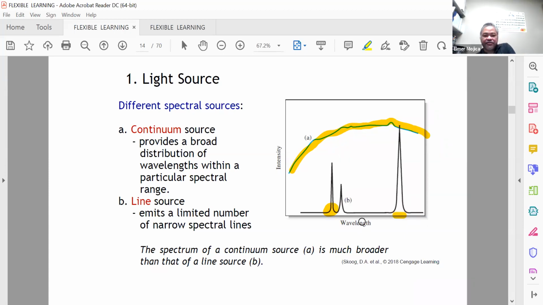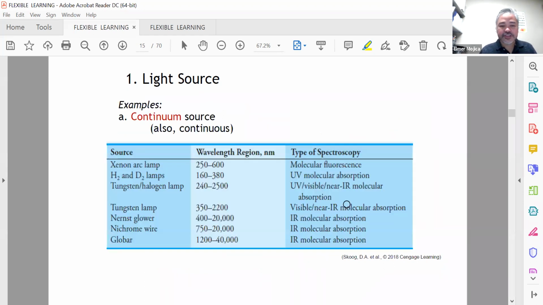As I said, a continuum source provides a broad distribution of wavelengths within a particular spectral range. A line source, on the other hand, emits a limited number of narrow spectral lines. Now, for specific examples of a continuum source, or continuous source, this is what we have. Mamigo mentioned to you about xenon, the tungsten lamp, and the deuterium lamp. This is the wavelength region that they cover.